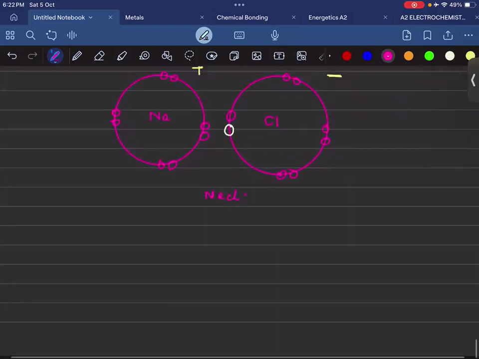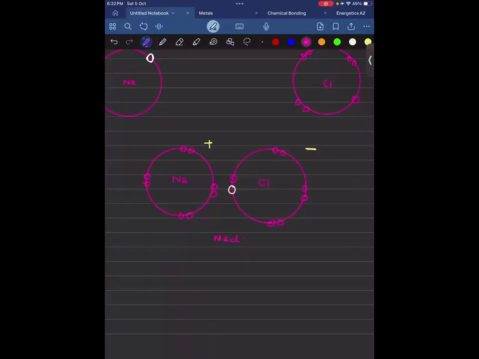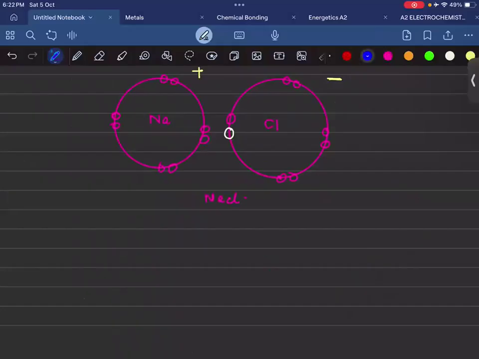In the same manner, we are supposed to draw the dot and cross diagram for magnesium oxide. You are supposed to only draw outer shells. I'm not telling you anything else.